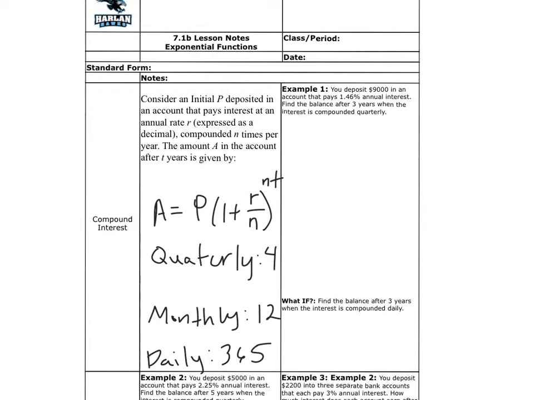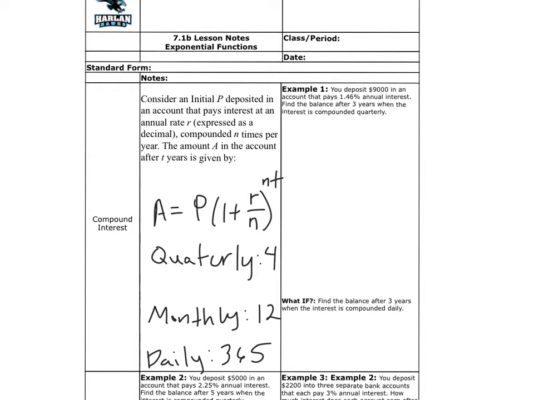So let's go ahead and take a look at how we would address this in an actual real-world example. Taking a look at example number 1, you deposit $9,000 in an account that pays 1.46% annual interest. Find the balance after 3 years when the interest is compounded quarterly, okay? So your initial amount is going to be $9,000, okay?